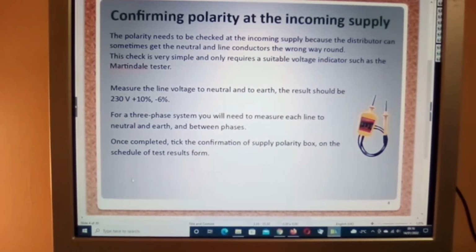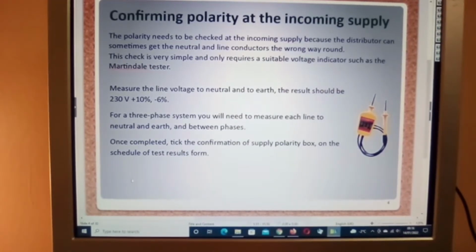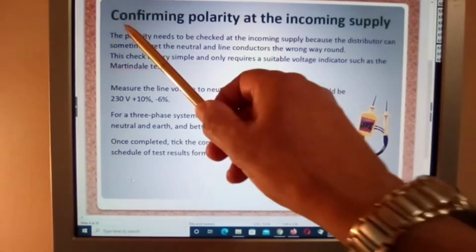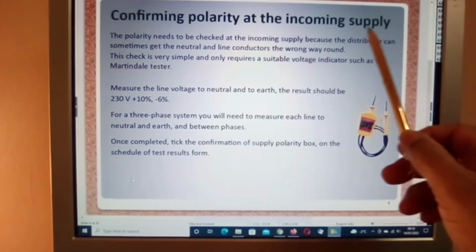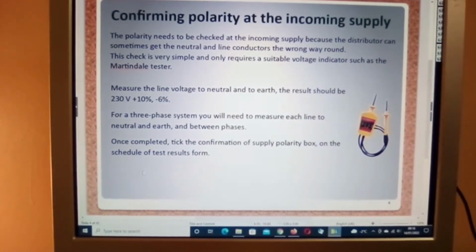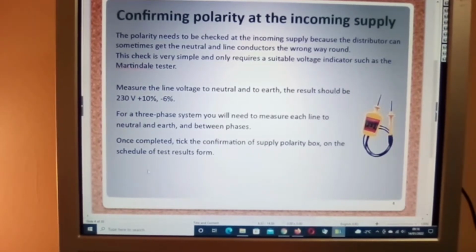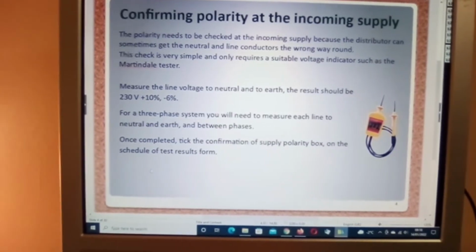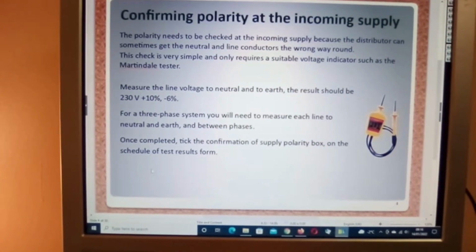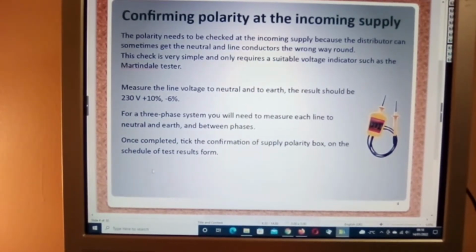Now again, I don't want to spend a lot of time talking on this because you're familiar with this already. Confirming polarity at the incoming supply. Now here we are quite clear that the polarity needs to be checked at the incoming supply because the distributor can sometimes get the neutral and the line conductors the wrong way around. Okay. This check is very simple and only requires a suitable voltage indicator such as the Martindale tester.